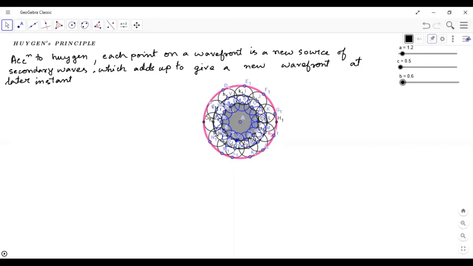Okay. Again, what I have done, I have again drawn a tangential surface connecting all the wavelets from the second wavefront. These are the wavelets produced by the second wavefront. When I have drawn a tangential surface in the forward direction, this is again my new wavefront. This pink circle which you see is my new wavefront.